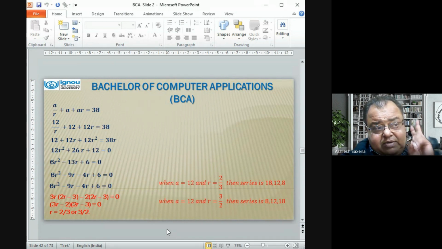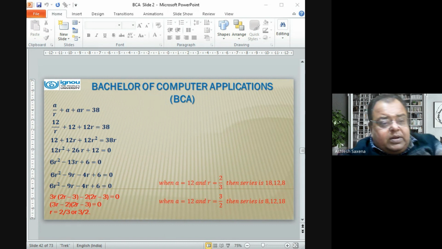Again, you can see that you are getting two values of R, 3 by 2 and 2 by 3. When A is 12 and R is 2 by 3, your series is 18, 12 and 8. But when you are taking A as 12 and R is equal to 3 by 2, you can see that you are getting 8, 12 and 18. Only reversal. That's it. Now, I don't know whether I've done it correctly or not.